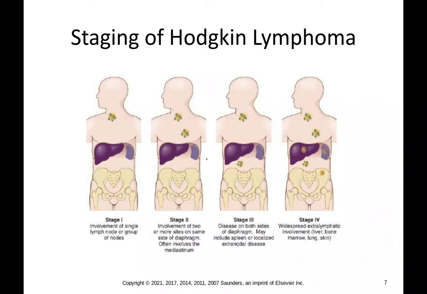Stage 3 is when the disease is on both sides of the diaphragm, so above and below it, and this may include the spleen or a localized extranodal disease. And stage 4 is when there is widespread extralymphatic involvement, including the liver, bone marrow, lung, or skin.